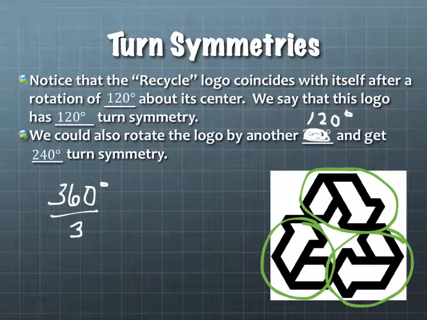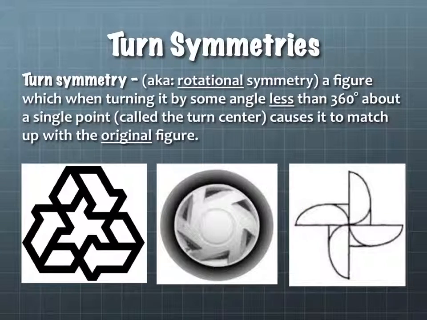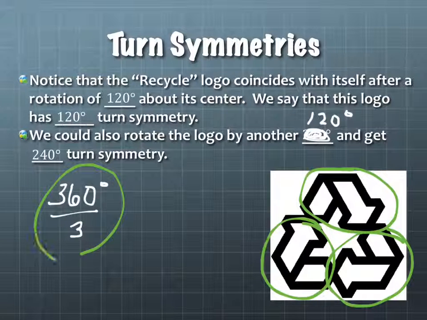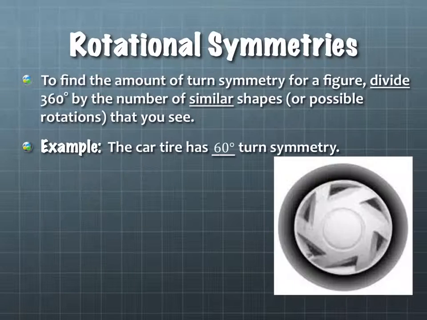Now take a look at the other one, the middle one right here. It looks like a tire, right? How many matching pieces do you see in this particular shape? There are 6. So if I wanted to know the rotation symmetries, and there's more than one, of this, what would the first rotation symmetry be if I used this sort of idea? 360 divided by 6, and I would get 60 degrees. So the car tire has a 60-degree turn symmetry.